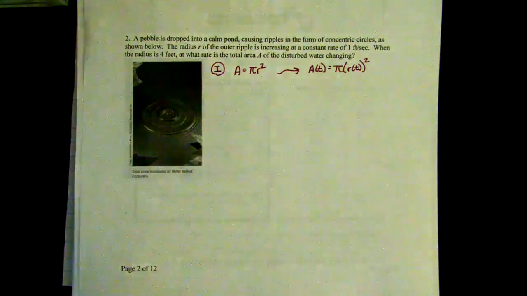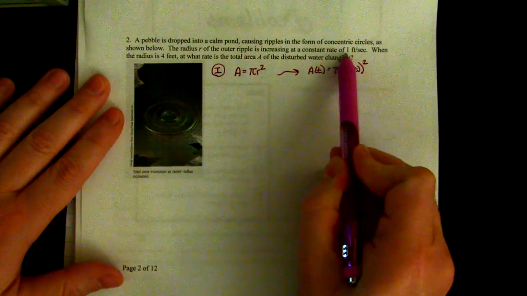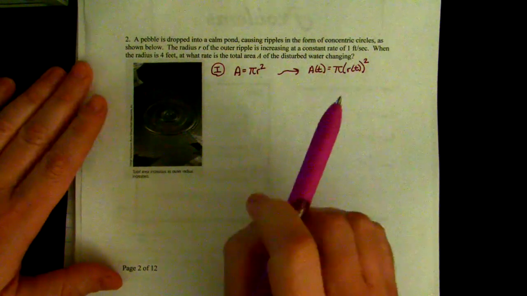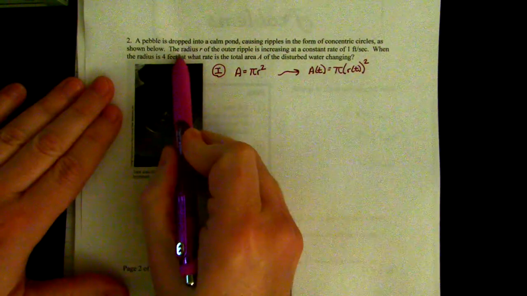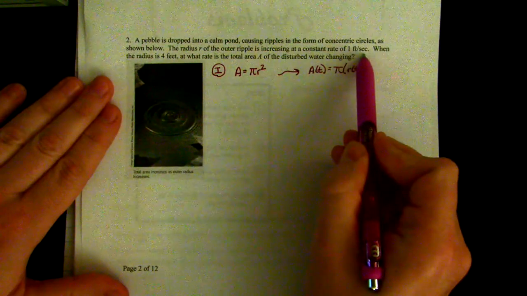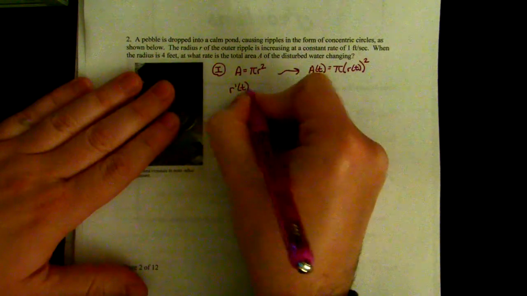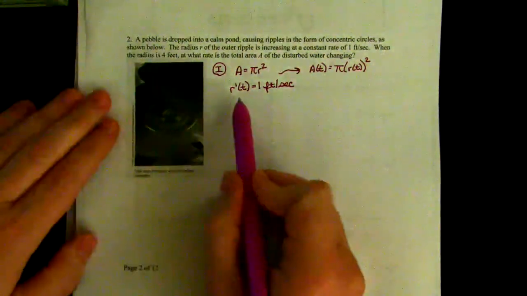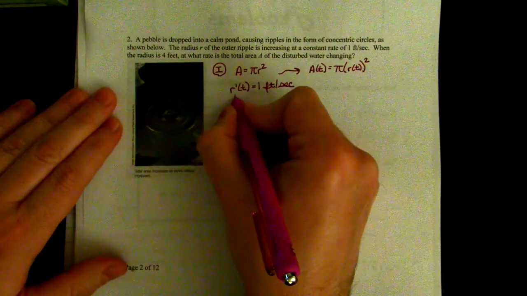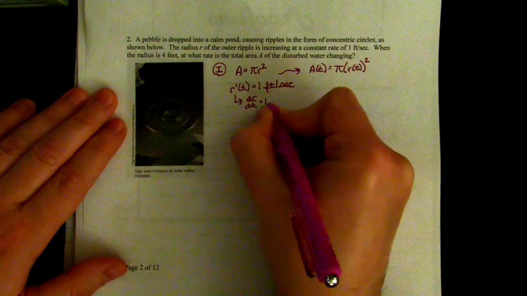Next, we're told that the radius is increasing at a constant rate of 1 foot per second. Well, derivatives are rates of change. What this means is the derivative of my radius is a constant 1 foot per second. I know that the derivative, r prime of t, is always going to equal that constant 1 foot per second. Now, this is probably the easier way to think about it, but the symbol I'm going to use instead of r prime of t is dr/dt equals 1 foot per second.